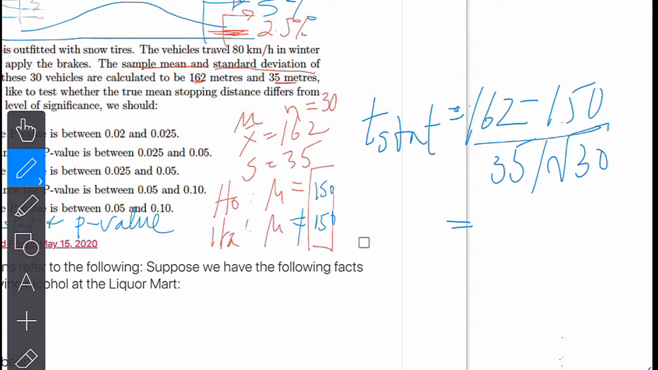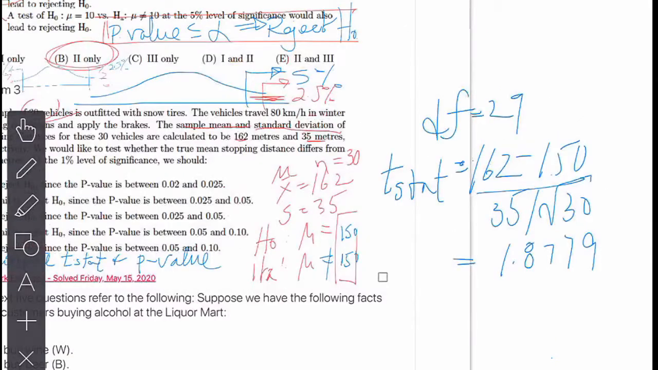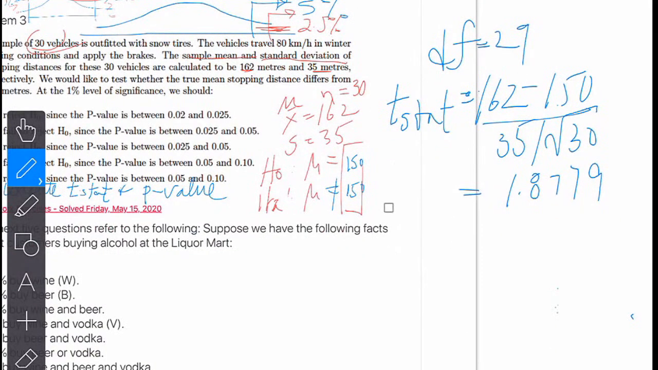And I get 1.8779, as indicated by Jane. So 1.8779, what do I do with that now? Now I take that with a degrees of freedom of 29 and I look in my table to see if it's there. What I need to do is check on the T table with 9 degrees of freedom.